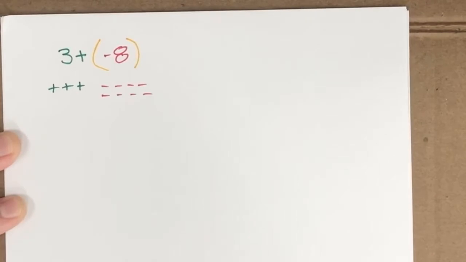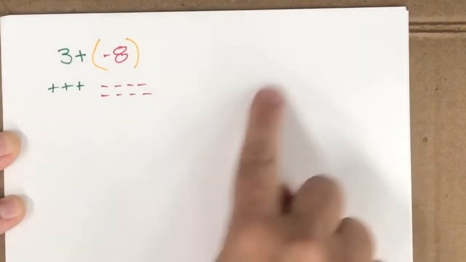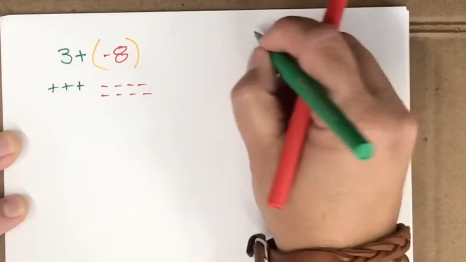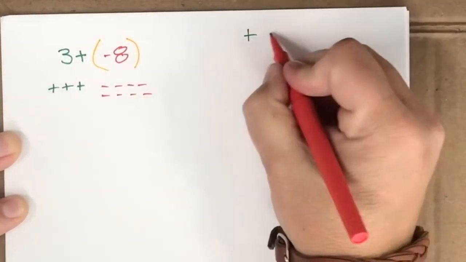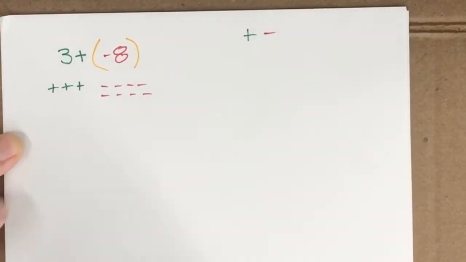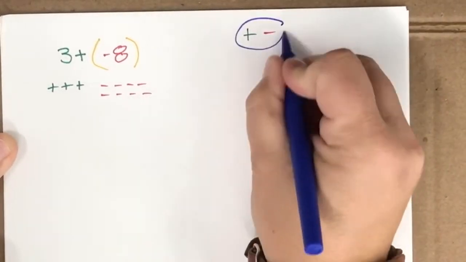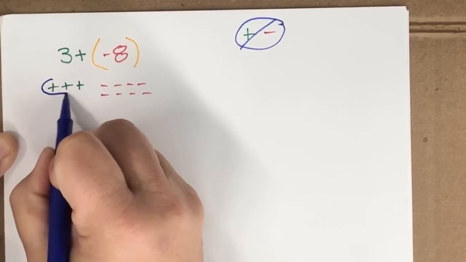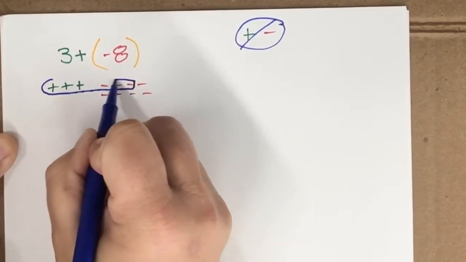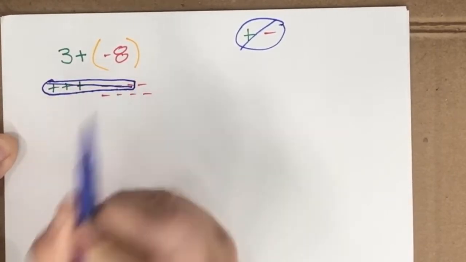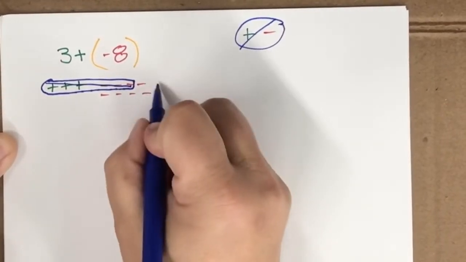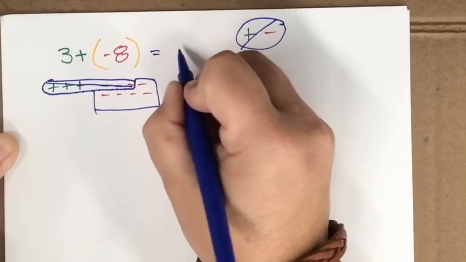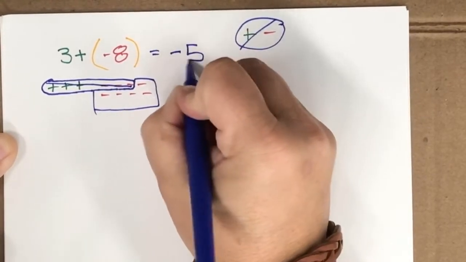And so the way that this works is that a positive and a negative make what's called a zero pair. So they cancel out and they make a 0. So we can see that these 3 positives and these 3 negatives are going to cancel out. And then what you have left over is 5 negatives. So your answer is -5.